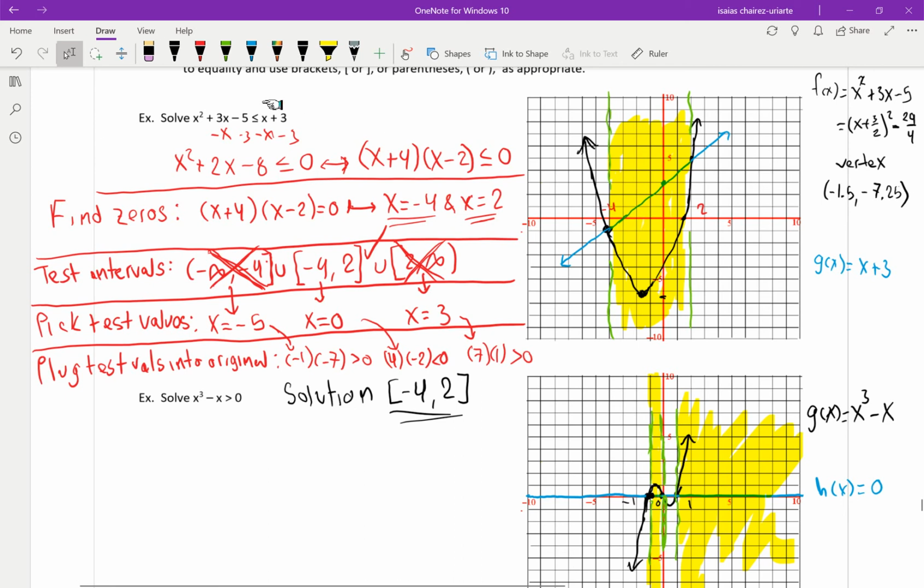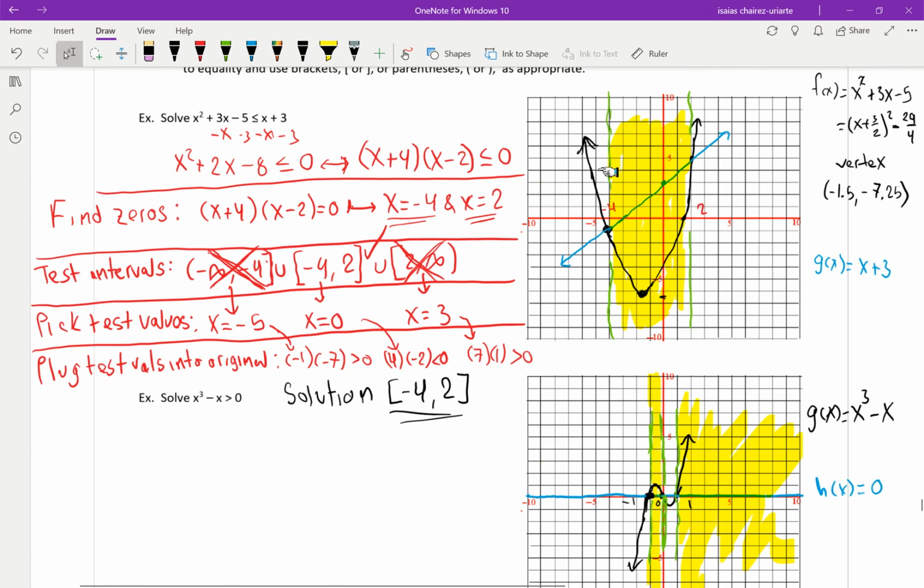Right now what we're asking is, when is the blue line above the black parabola? Well, it looks to me as though between x equals -4 and x equals 2, my blue line is above my black parabola. And then from 2 towards positive infinity, the black parabola happens to be above the blue line.